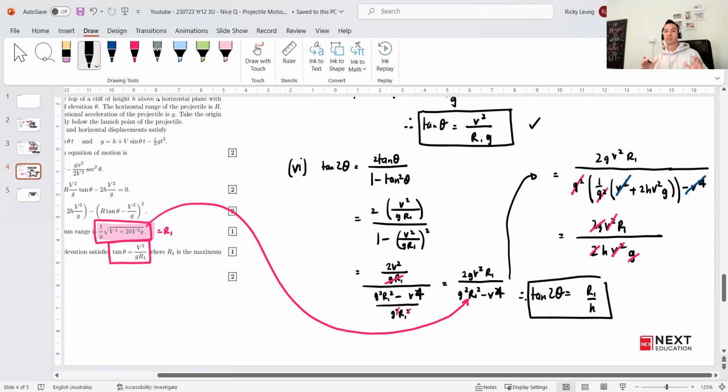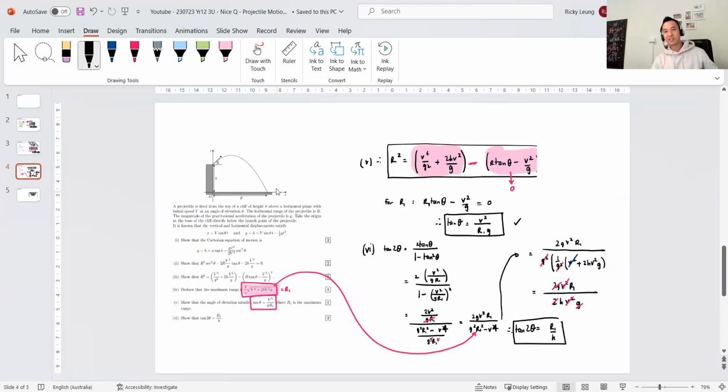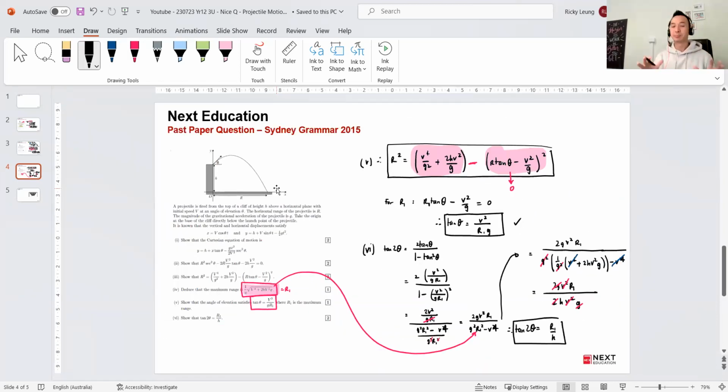So this question, I think there are projectiles in there, there's the concept of maximum range, but it's a lot of algebra. That's what makes this question quite difficult. 10 marks, 3-unit paper, 70 marks in total. Hopefully that was a nice question, guys.